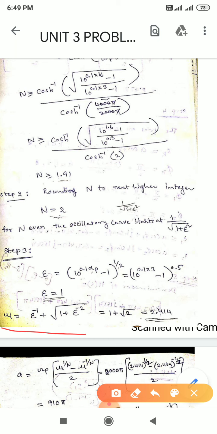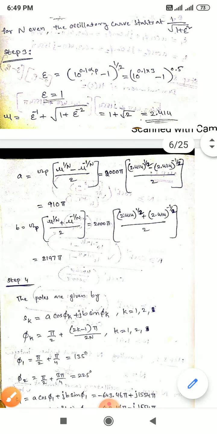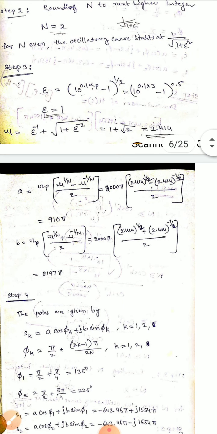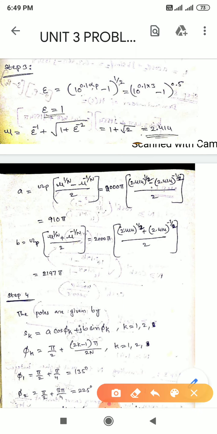Similarly, we are calculating the mu value. How to calculate the mu value? By using this formula: epsilon power minus 1 plus square root of 1 plus epsilon power minus 2. Its value is 2.414. Similarly, we are calculating the A and B values. By using this formula we calculate the A value, and by this formula we calculate the B value.